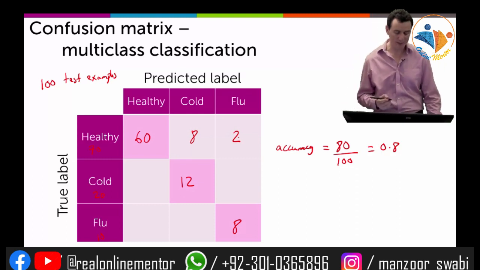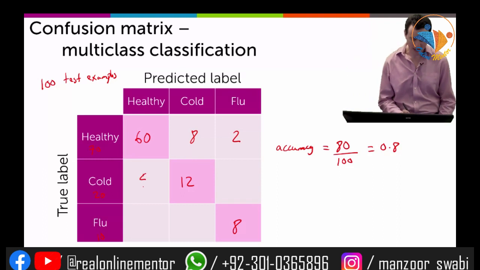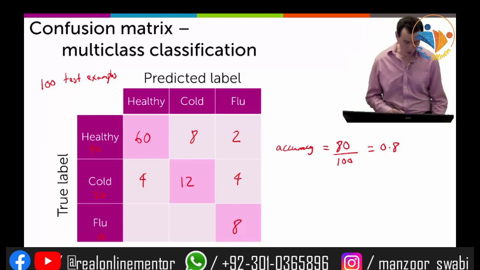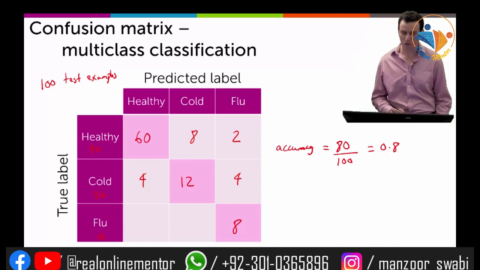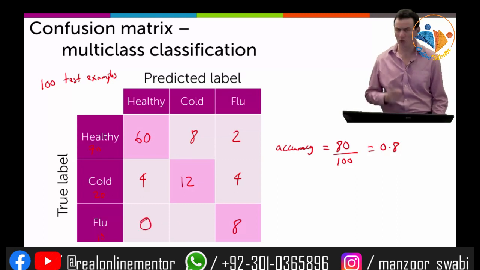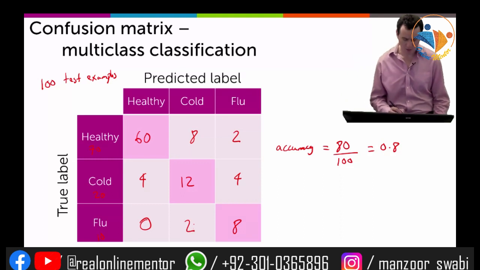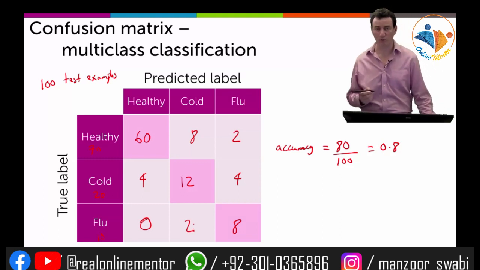Cold can go both ways. So we made 8 mistakes. Maybe you can say half of them got confused with healthy and half of them got diagnosed with something stronger, the flu. While of the 2 mistakes for the flu, maybe you would say that we made no mistakes as healthy. Nobody that came in with the flu was thought, oh, you're healthy. But 2 of those 10 were thought to have just a cold and not the flu.